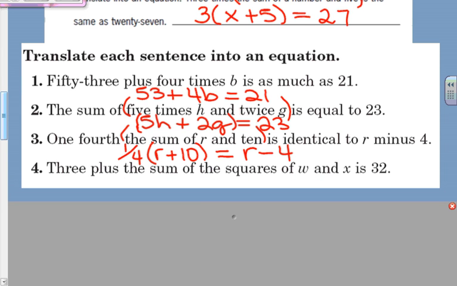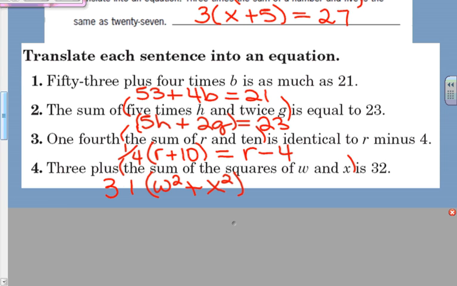And then the last one for this: 3 plus the sum of the squares of w and x. Okay, so here's the sum of, again, the squares of w and x. So we're going to square w, and we're going to put a plus sign, and we're going to square x, and we're going to put those in parentheses.